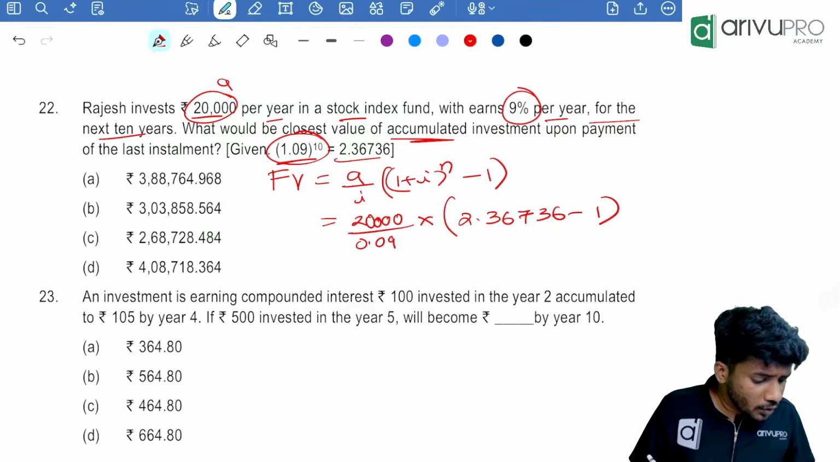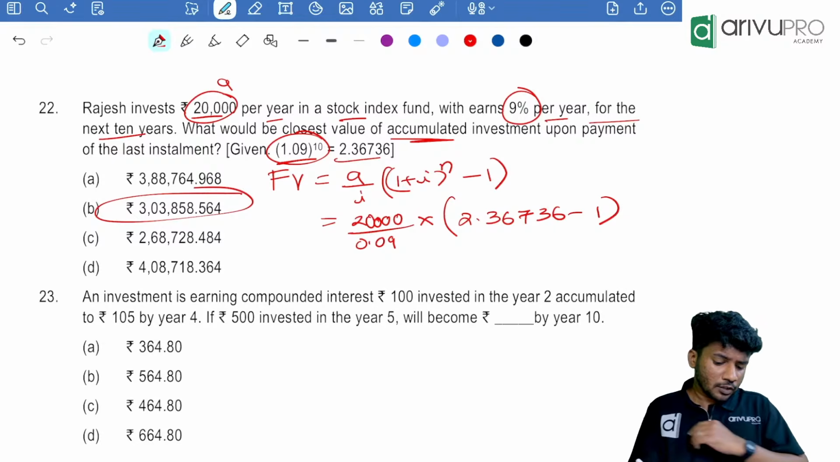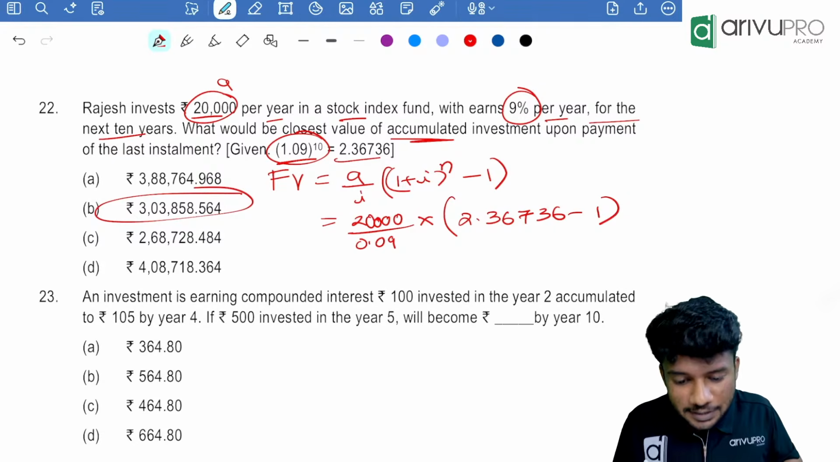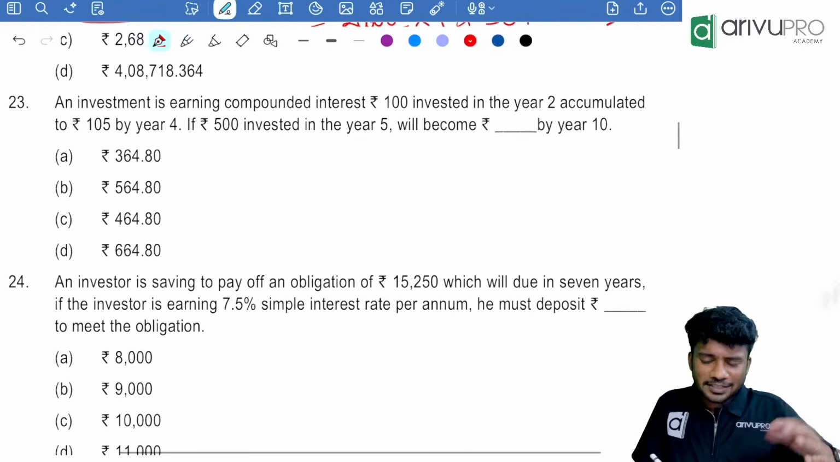Using this, you are getting the answer, are you getting option B, 303859? Are you getting the answer? Option B is the answer. I hope that everyone got it. Well and good. Next question, another easy question.